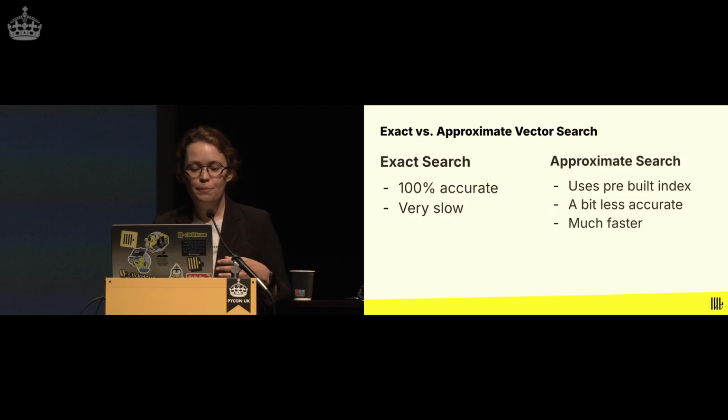And I would like to mention exact versus approximate vector search. The speed comes from using approximate search. Instead of an exact search that checks every single item, an approximate search uses a pre-built index to intelligently check only the most likely matches. It trades a tiny bit of accuracy for a massive gain in performance.